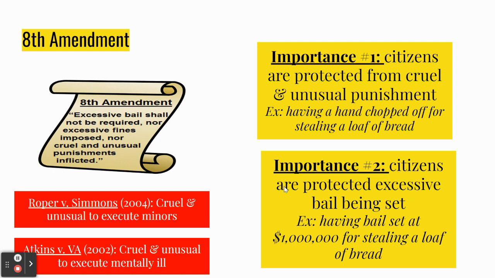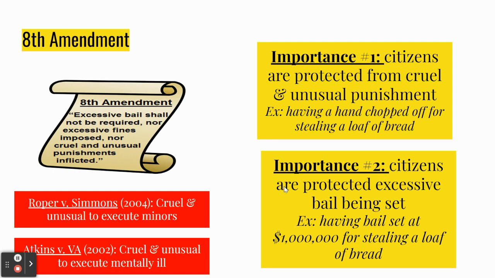Also, the case of Atkins v. Virginia further decided that though the death penalty itself is not cruel and unusual, if it can be proven that the individual found guilty is mentally ill, then it would be cruel and unusual to execute them. So, in general, the death penalty does not violate the Eighth Amendment unless it's being applied to a minor or someone who is basically deemed to be mentally ill.